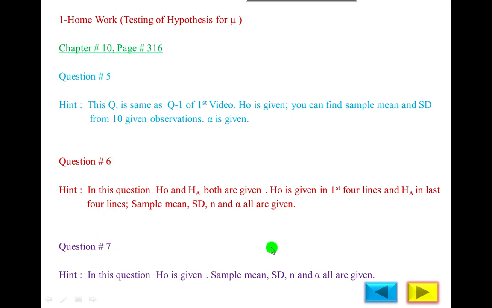Next time we will start confidence interval for population mean for the same condition, and testing of hypothesis for variance sigma square, or standard deviation sigma.